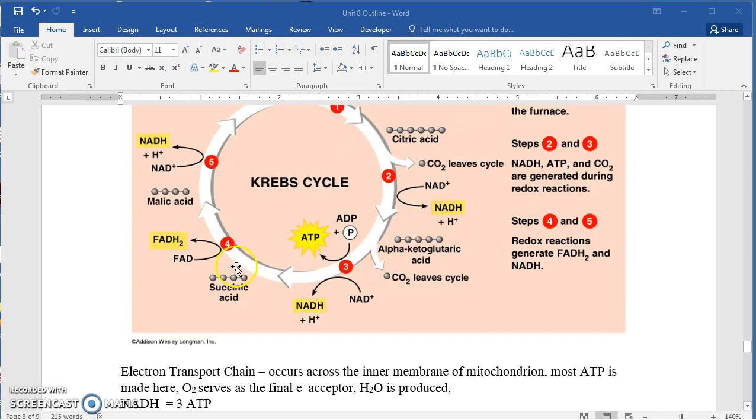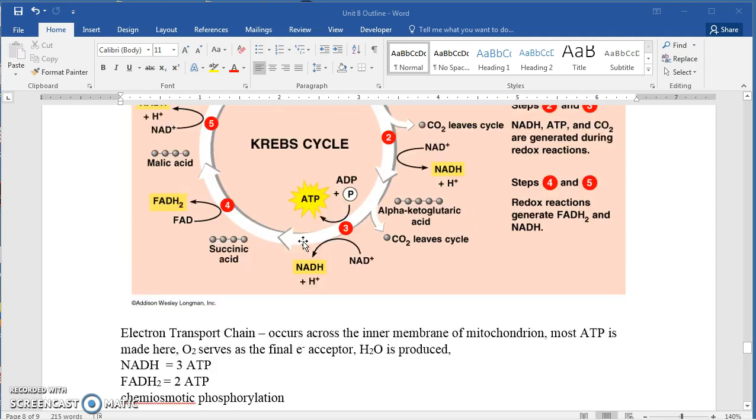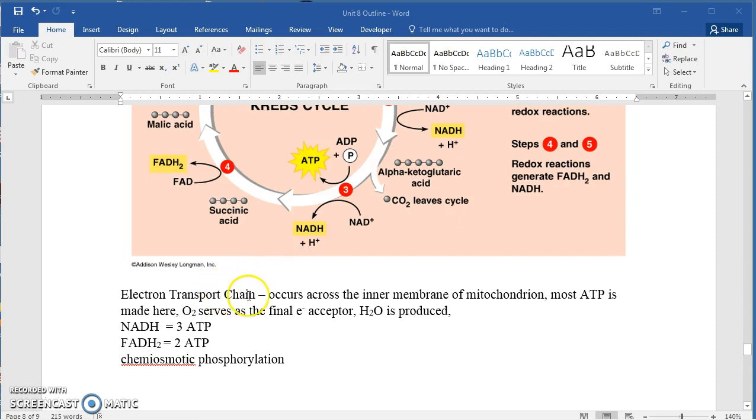All the NADHs and FADHs produced thus far, and all the reactions I've mentioned, eventually go into what's called the electron transport chain or electron transport system. I've heard both expressions. This occurs across the inner membrane of the mitochondria, and again with those cristae, those infoldings of the inner mitochondrial membrane, that increases the surface area and allows for greater amounts of chemical reactions to occur, such as the electron transport chain.